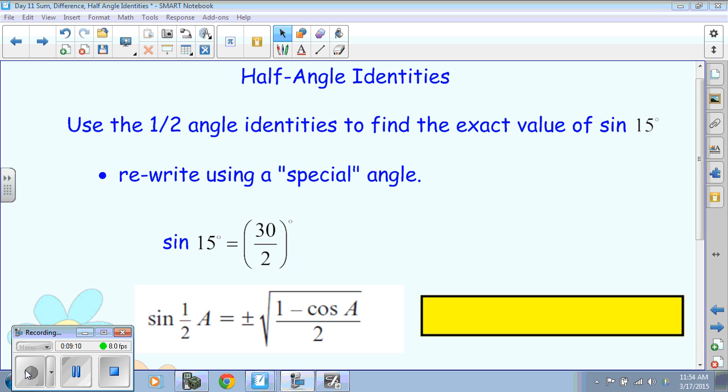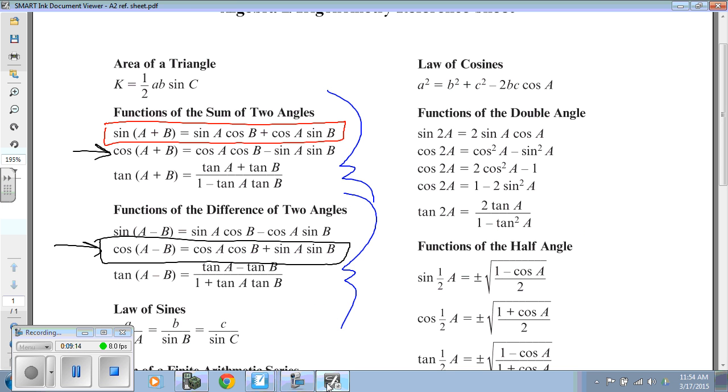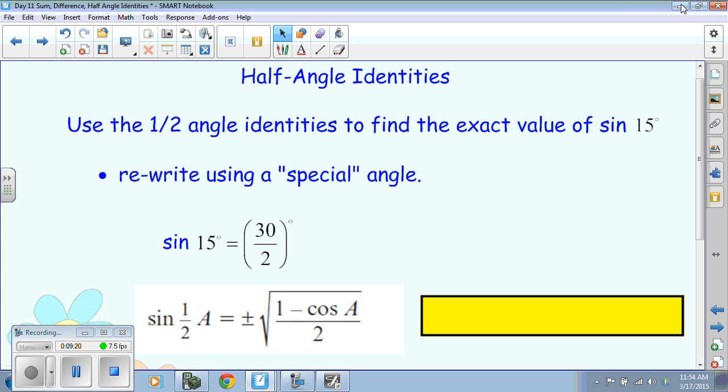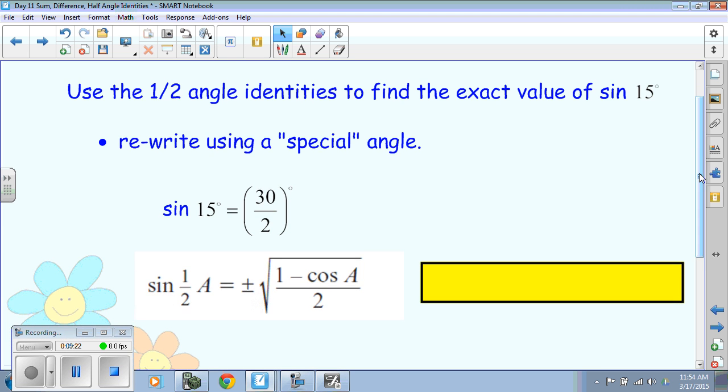Let me do this. So we're going to look at half angles now. These are on your formula sheet, over here on this side. Like I just mentioned, I rarely have seen these on the Regents exam, but watch, this will be the first year. Okay, so what we want to do is find the exact value of sine 15. We already looked at this. We know it's going to be radical 2 plus radical 6 all over 4. But we're going to do it with half angles instead of the sum angles.